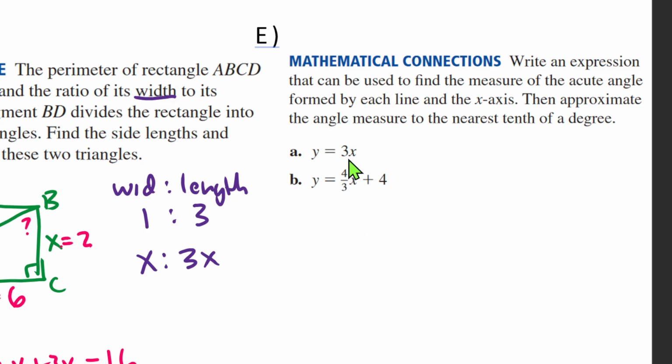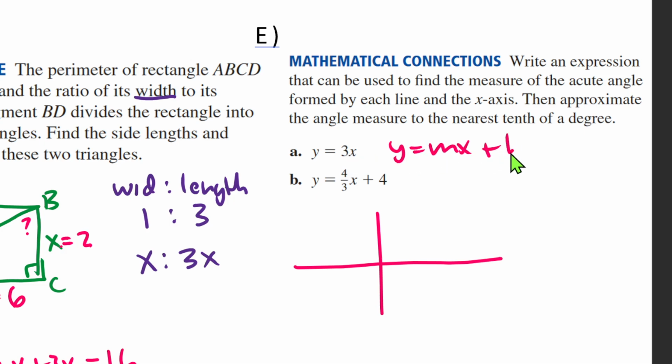So let's just do A. You first have to know how to graph this. y equals 3x is a y equals mx plus b, a good old linear equation, really y equals 3x plus 0. So we start at 0, and then the slope is 3 over 1. So we graph the line. We would go up 3 steps and go over 1. And it would be some line like this with a slope of 3 over 1.